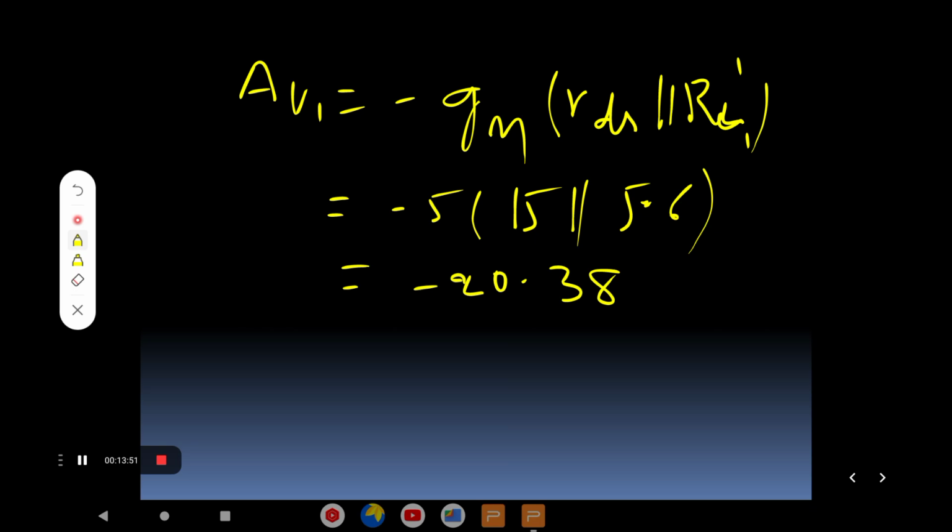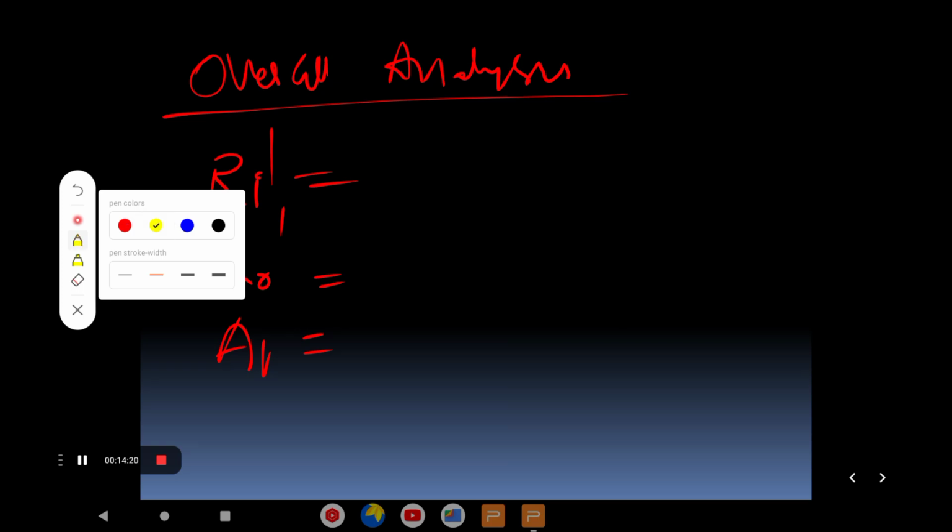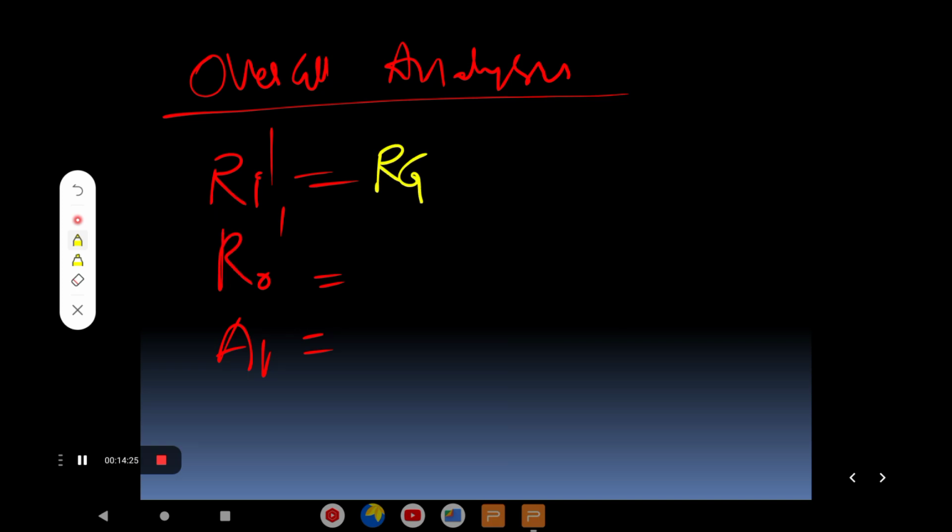Next, you have to calculate the overall analysis, which gives the final values. For the overall analysis, you need to calculate the input resistance RI dash, the output resistance R0 dash, and the AV value. For that purpose, the input resistance RI dash is equal to RG1, that is equal to 2 mega ohms.